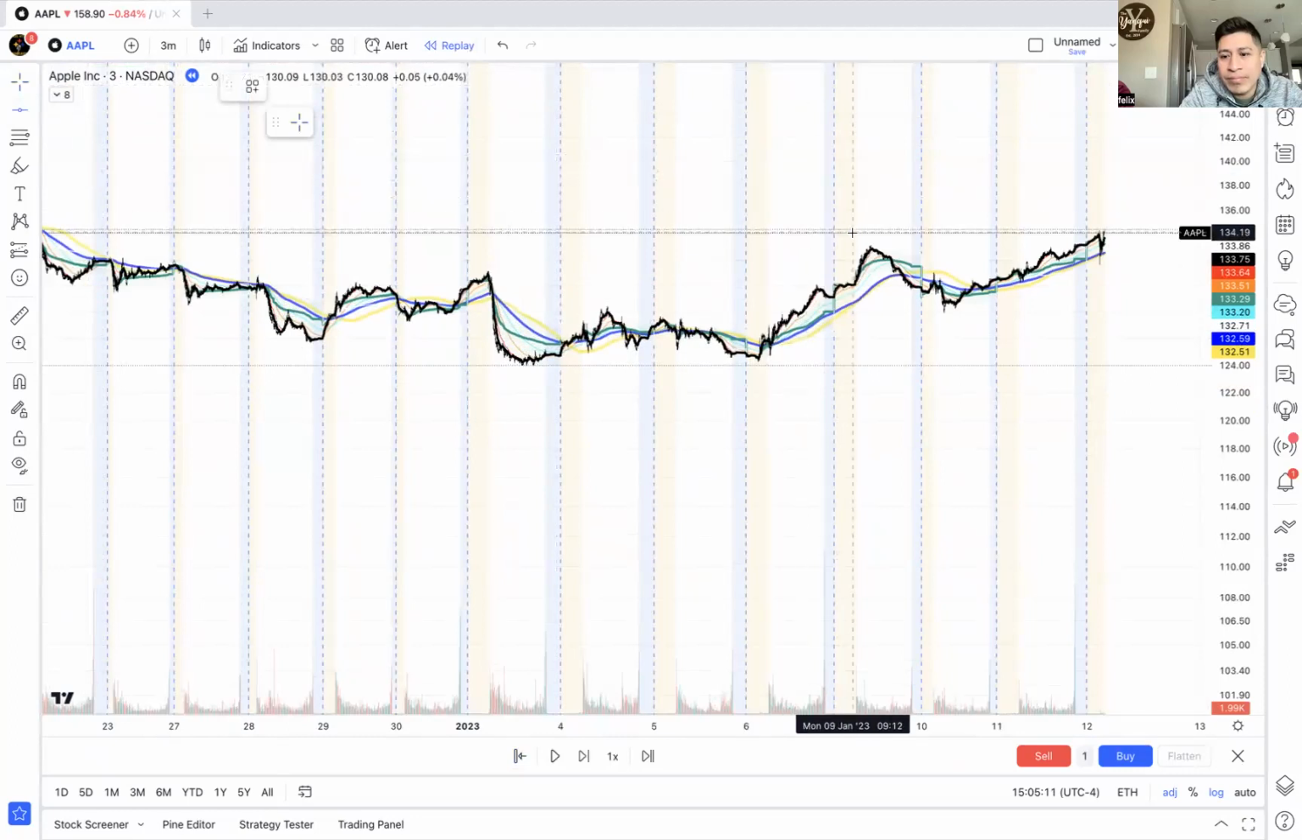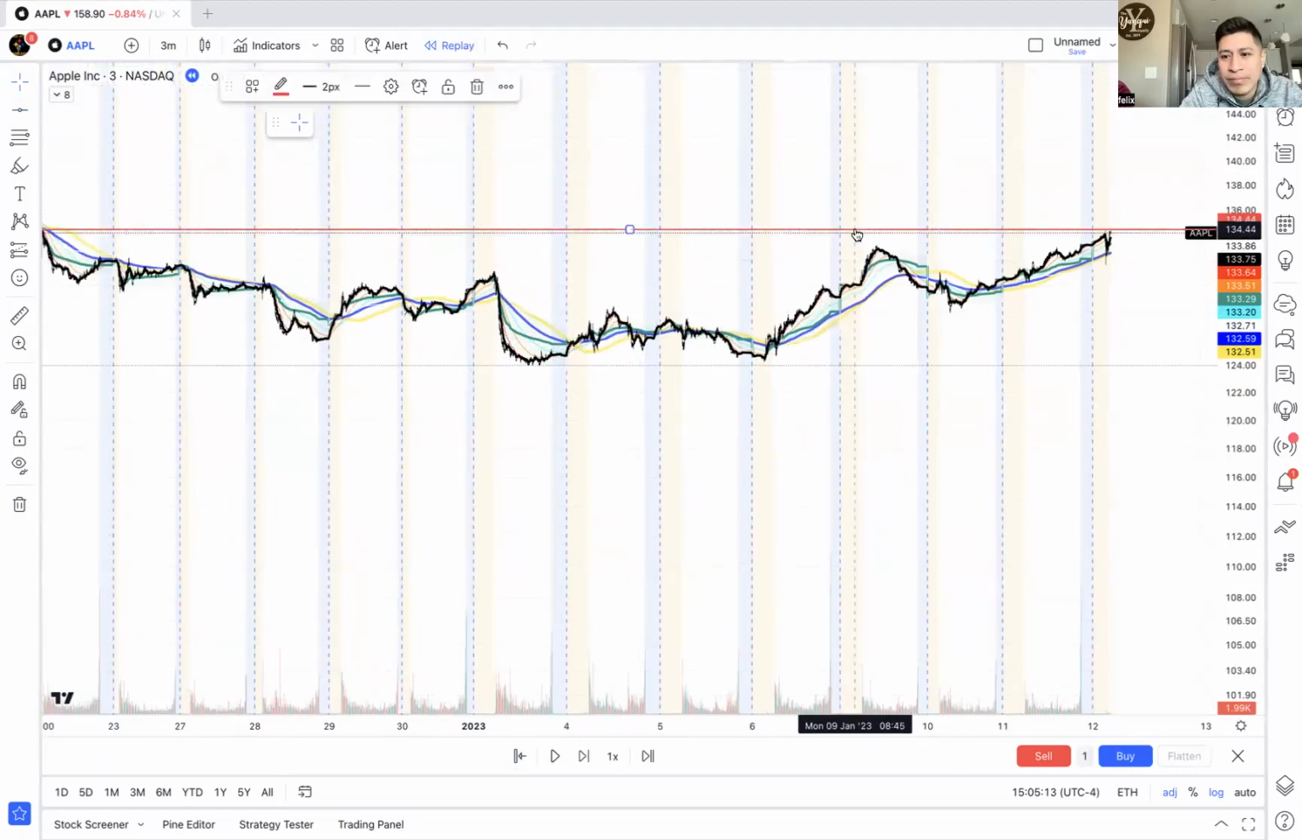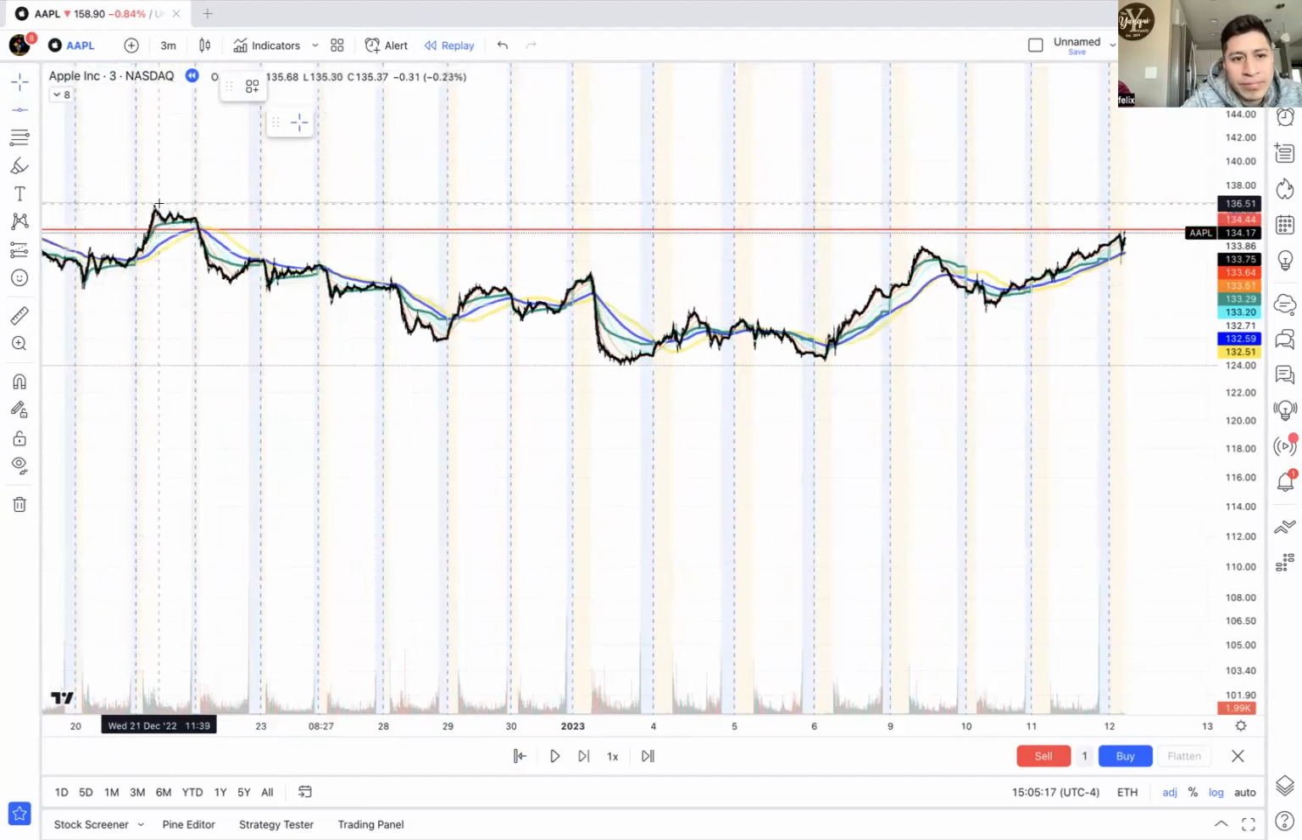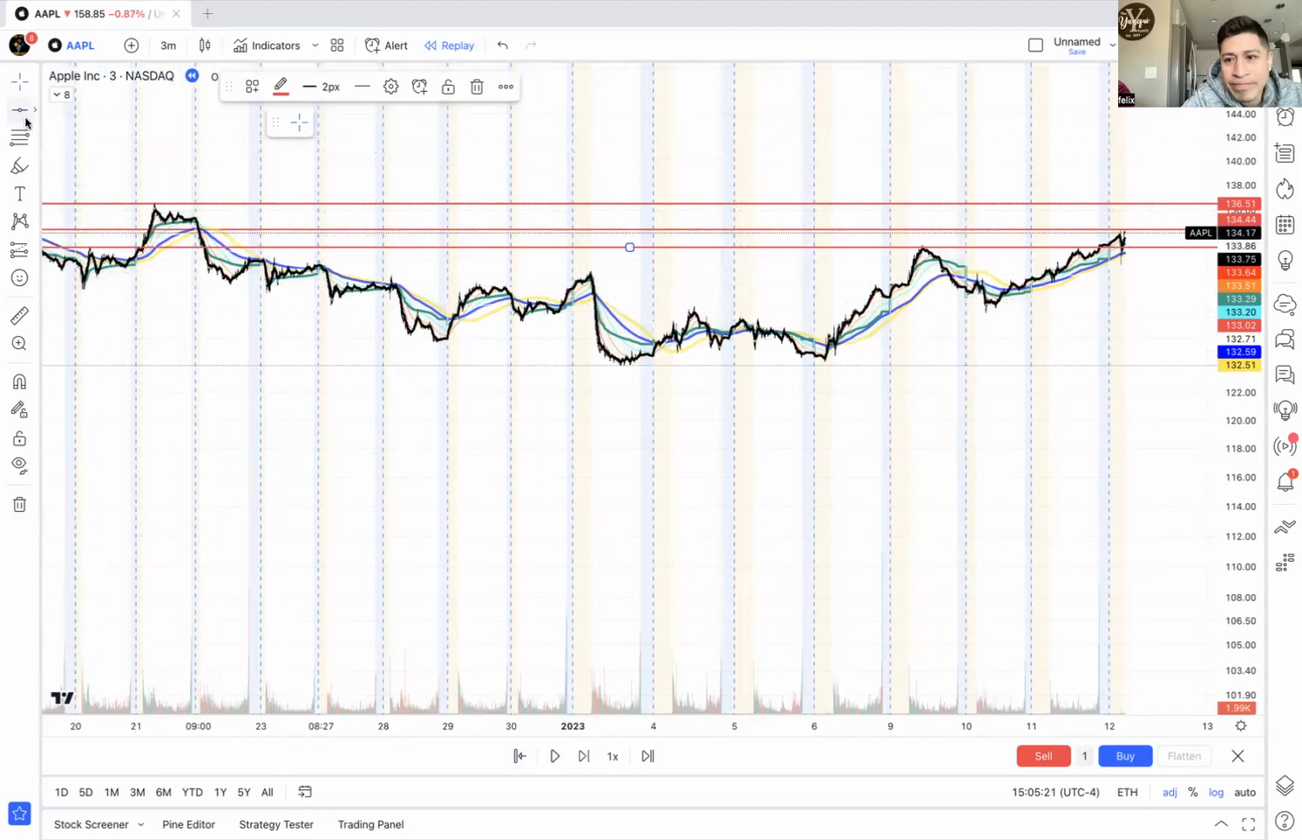Throw some resistance lines here. And here. This will all make sense in a moment, what I'm doing. Okay.